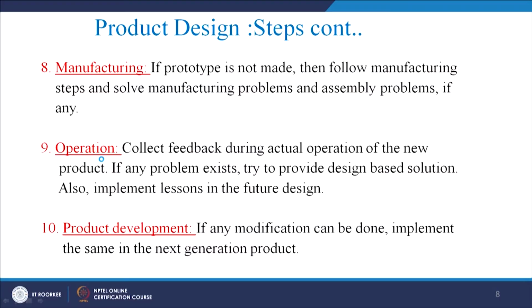Then once the prototyping is successful and tested, we will go for manufacturing. If we are able to prototype successfully, we will directly go for manufacturing. If the prototype is not made, then we follow the manufacturing steps and solve manufacturing problems and assembly problems, if any. We will try to optimize our manufacturing processes so that we are able to launch a successful product in the market.